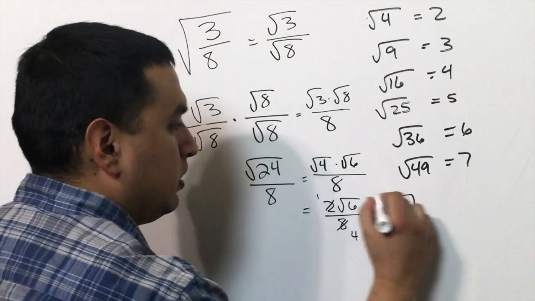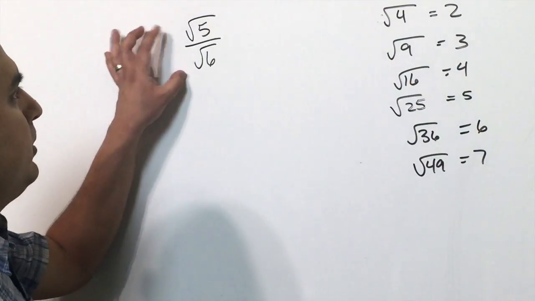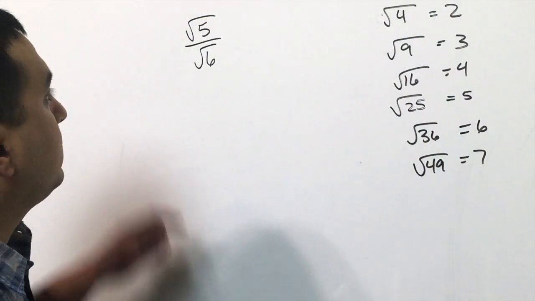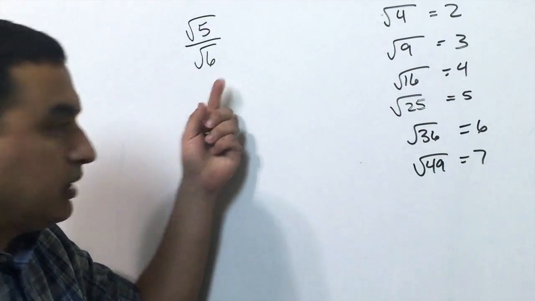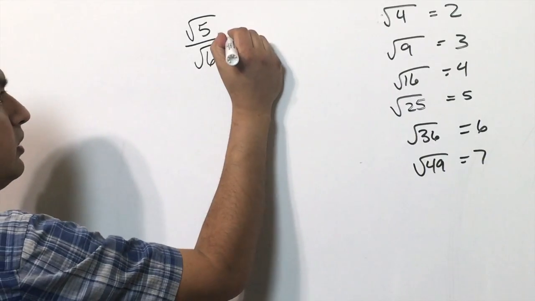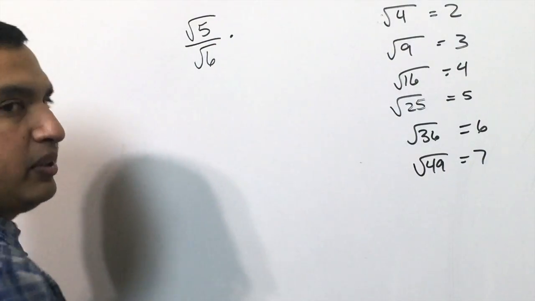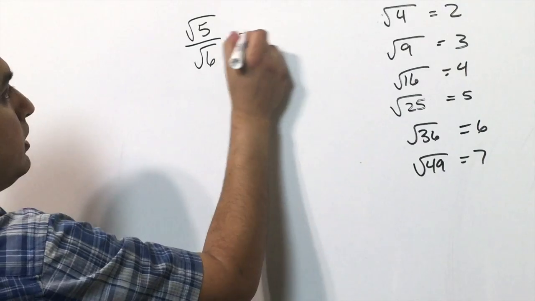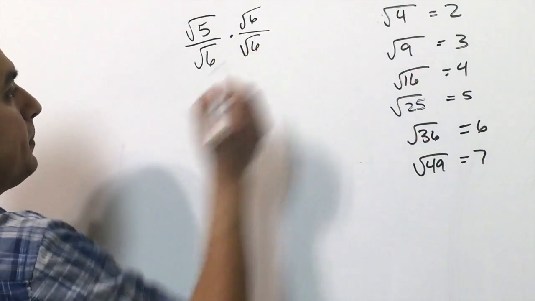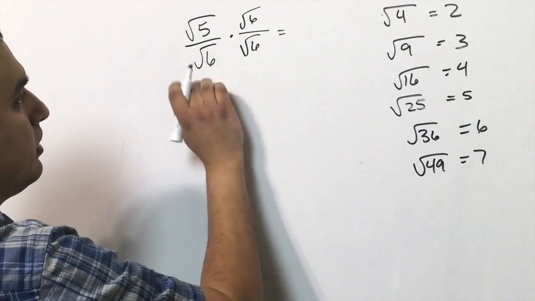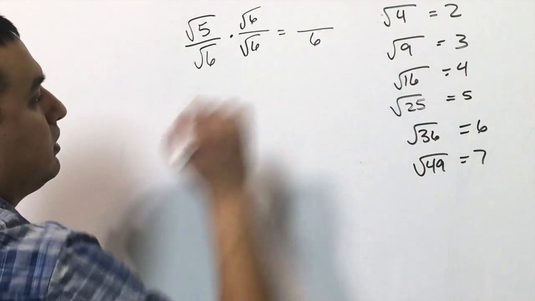All right, for this one, I want to simplify this radical. Square root of 5 over the square root of 6. We can't have a square root in the denominator, so we're going to have to rationalize the denominator. And well, from what we just learned in the previous example, I have to multiply by the square root of 6 over the square root of 6. And this ends up becoming 6 in my denominator.